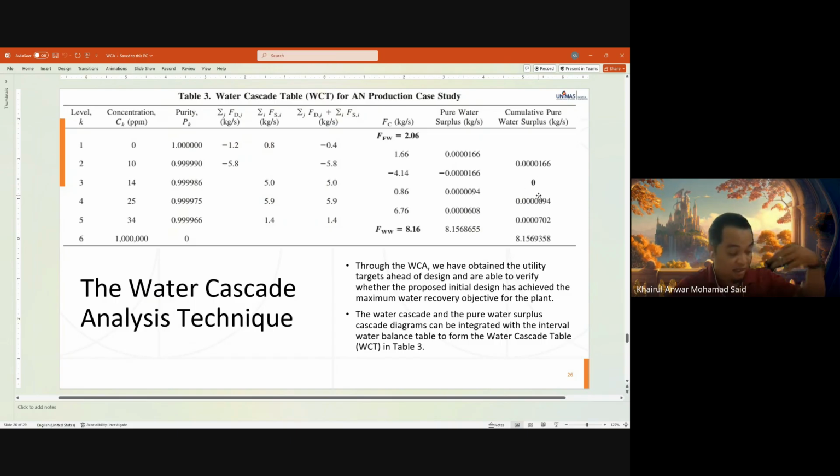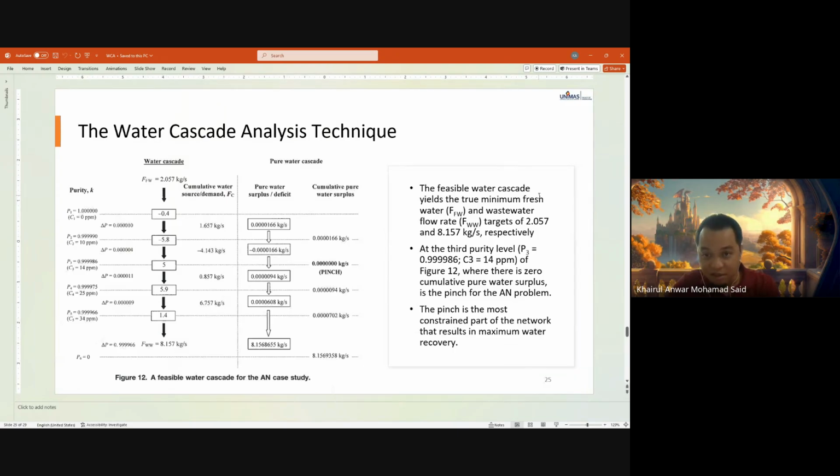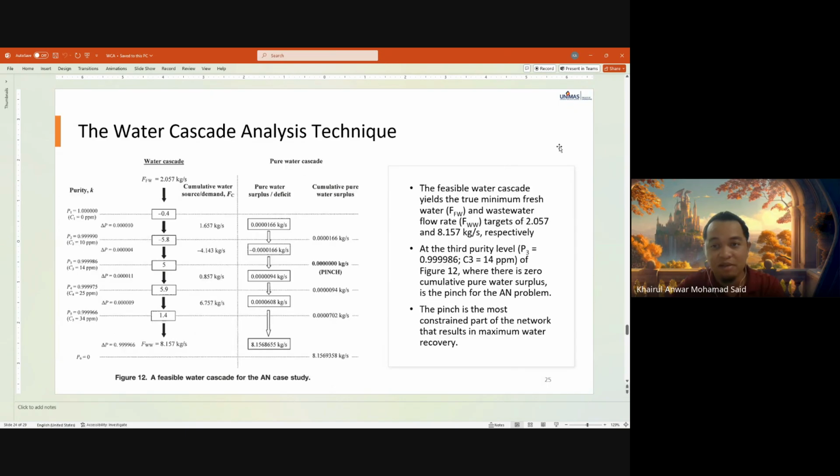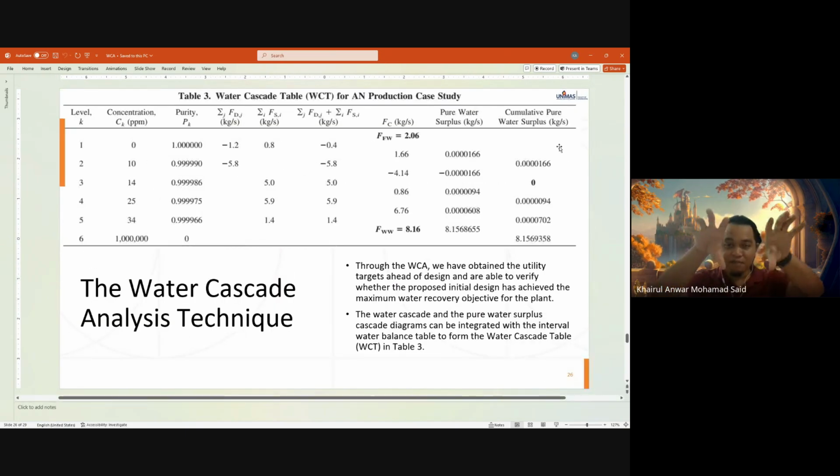We need to identify the interval fresh water demand. Interval fresh water demand, we need to calculate using this equation. So this equation tells you how much fresh water is needed. This value here will be used as the input for the fresh water feed. So meaning you have two tables. The first table is based on FFW equal to 0. The second table, column 1 until 6.